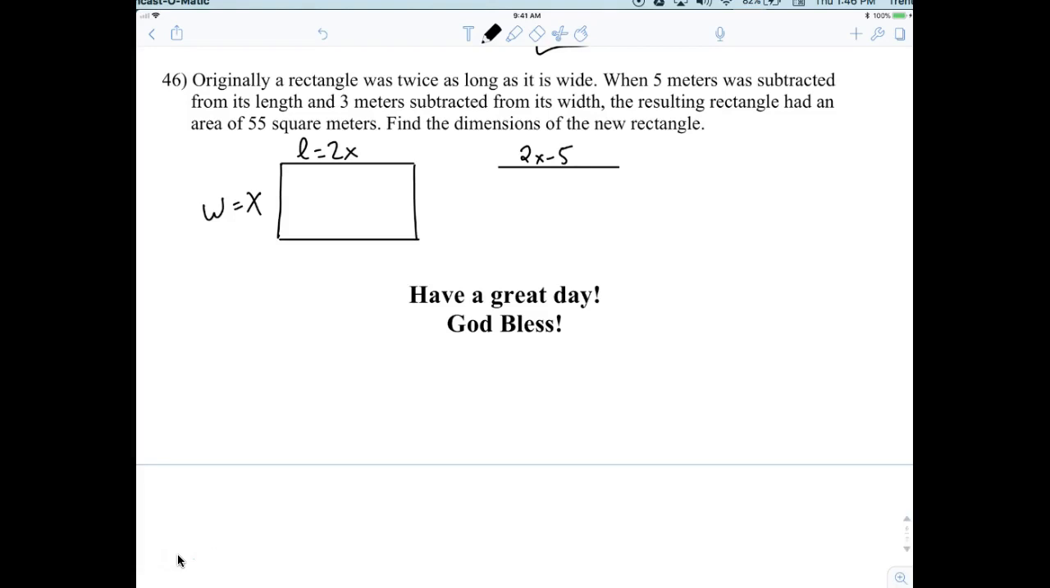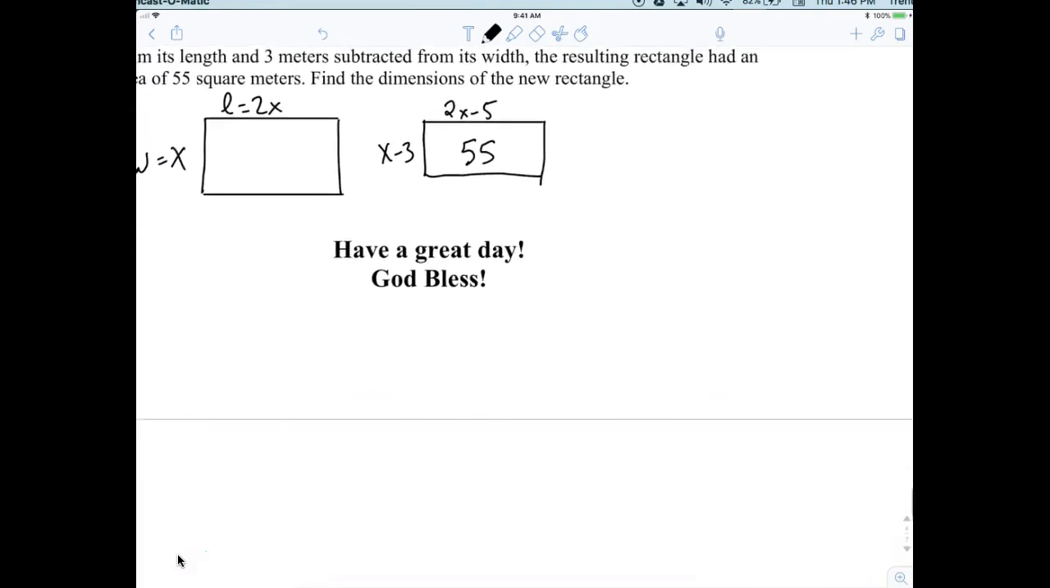And 3 meters was subtracted from its width. Wow. The resulting rectangle had an area of 55 square meters. So this new one has what? That's 55. All right. So now what equation am I going to use? Someone go.